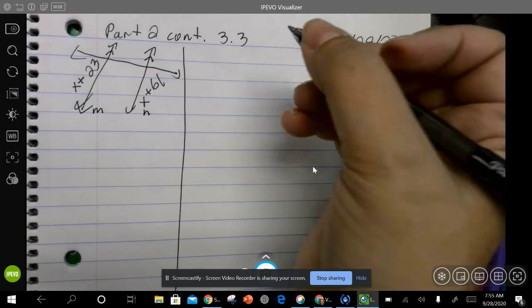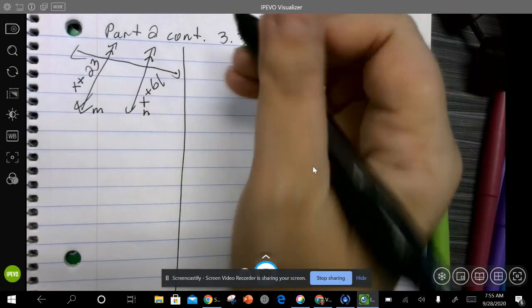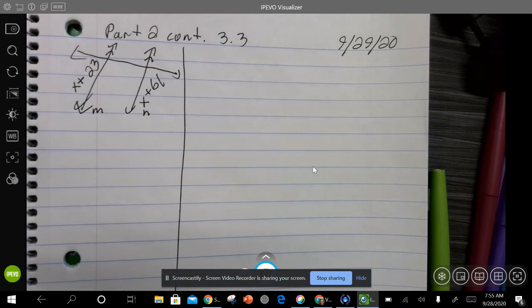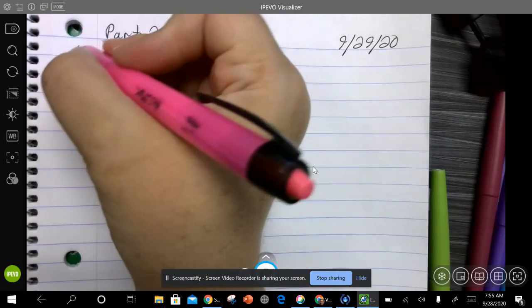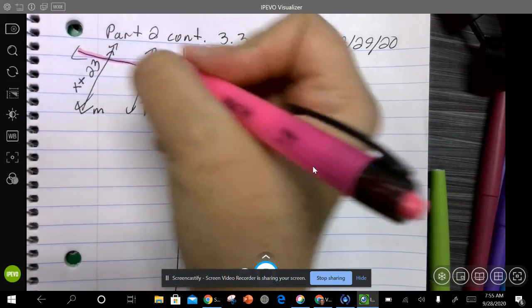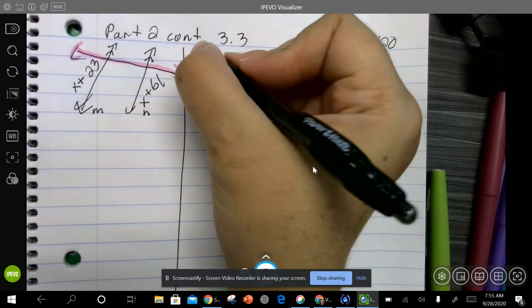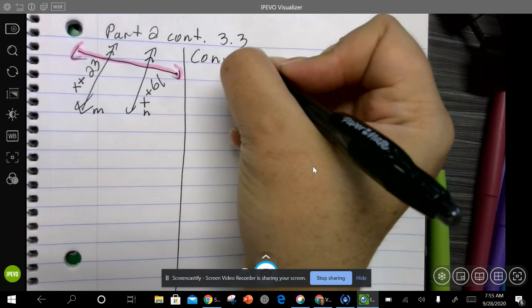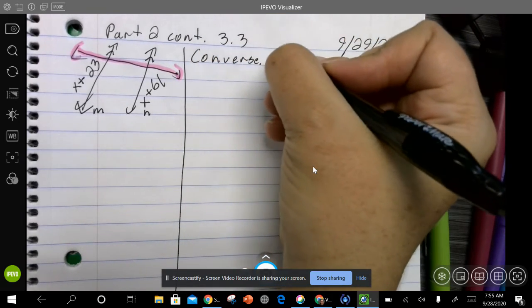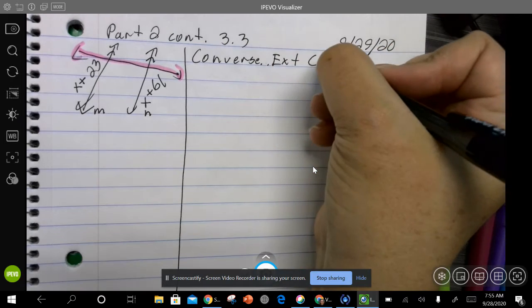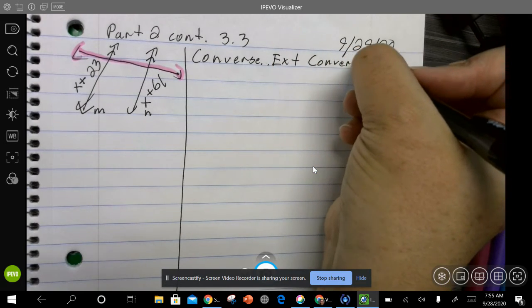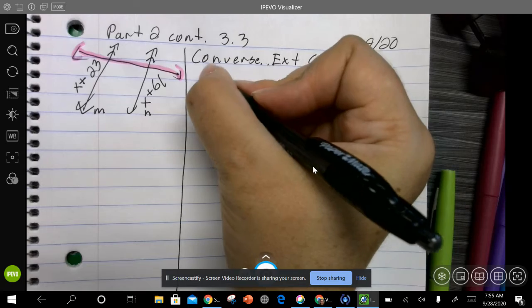Okay, so we need to prove that they're parallel. If we look at them, everybody, they're on the same side outside. So they are consecutive exterior. So we're going to use our consecutive exterior converse. How are those angles related? They are supplementary.